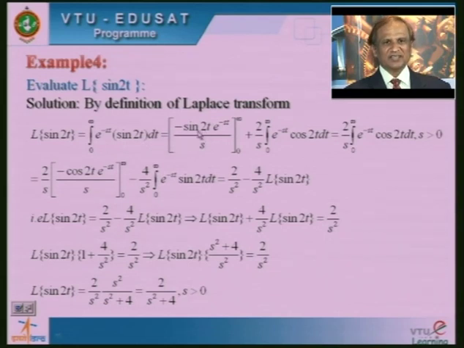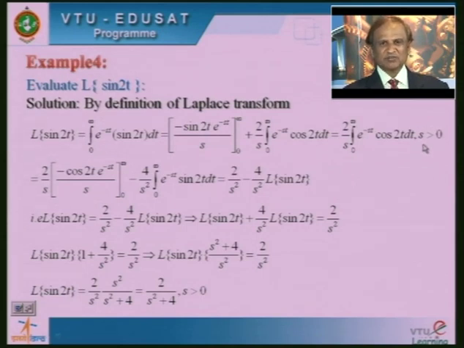You can keep the first function as it is, namely sine 2t, and you can integrate e to the power minus s t. The integration of e to the power minus s t is e to the power minus s t divided by minus s, because here s is treated as a constant, plus 2 times s into the integration from 0 to infinity of e raised to minus s t cos 2t, because I want to differentiate sine 2t, you will get cos 2t dt. So on simplification, you will get 2 divided by s, integral from 0 to infinity of e to the power minus s t cos 2t dt. Is it clear?